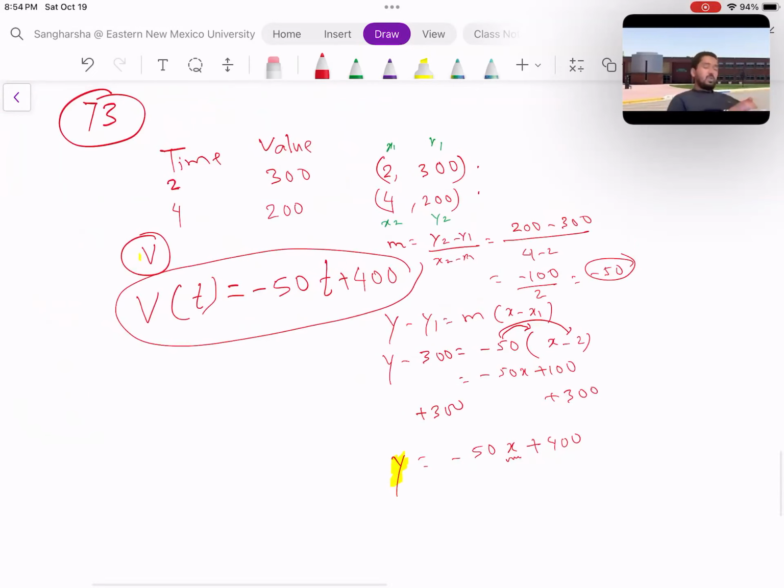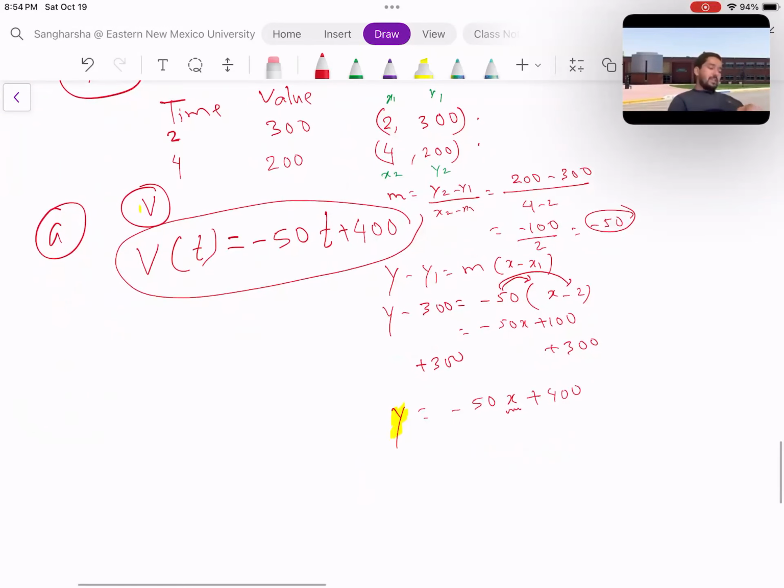Okay, do you have a question here? This is part A. In part B, using this function, find the original purchase price. Now, what does it mean by finding the original price? In order to find the price, we need to know the time. Now, what is the time? How do we know the time in order to find the original price?